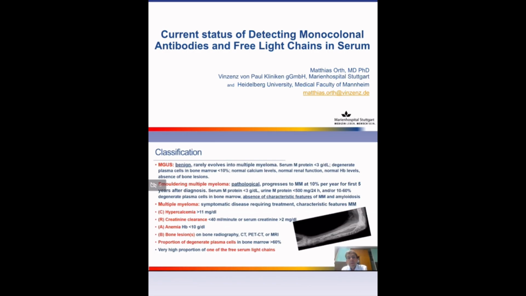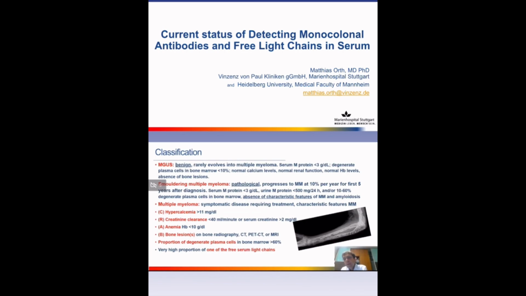Then we have the full diagnosis of multiple myeloma. It's a symptomatic disease which requires treatment, and the characteristics are this CRAB. This is hypercalcemia. It's a creatinine clearance lower than normal. These are bone lesions visible on bone radiography or CT or PET scan. We have an anemia, and there is a high proportion of plasma cells.